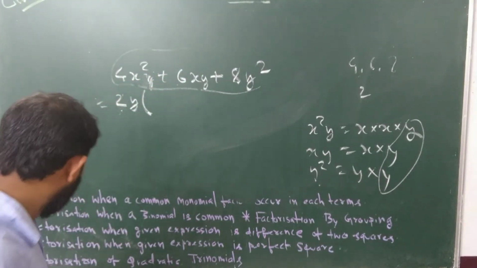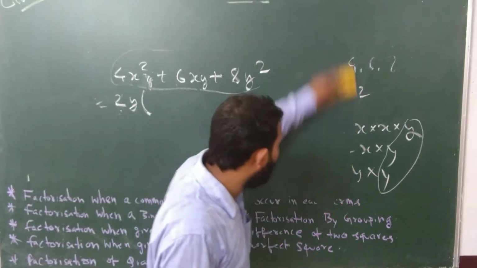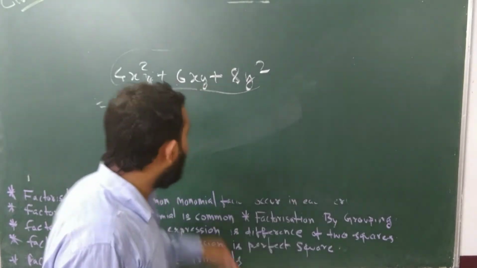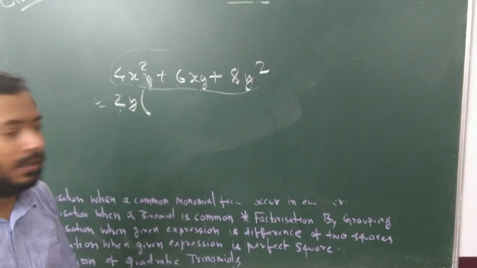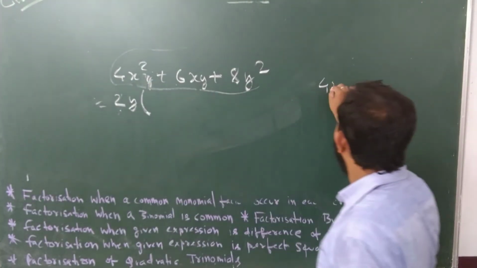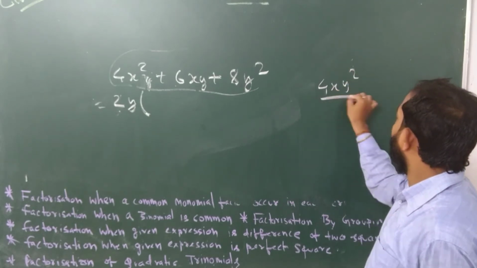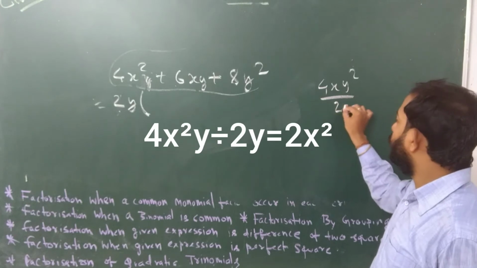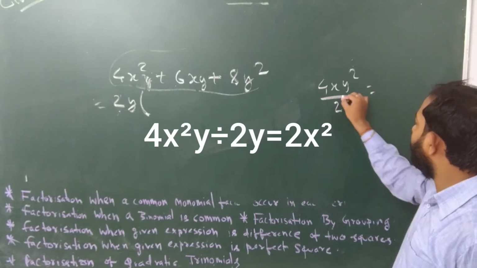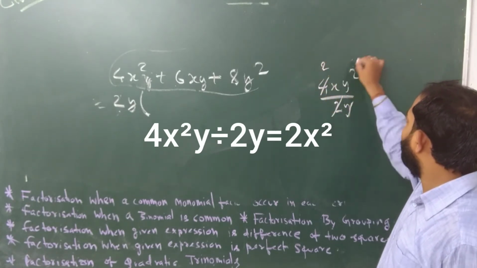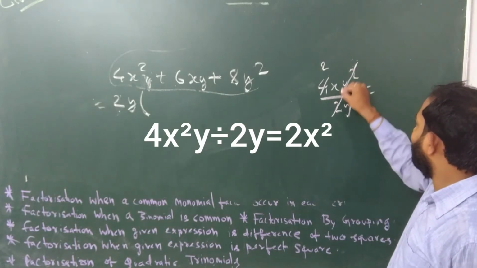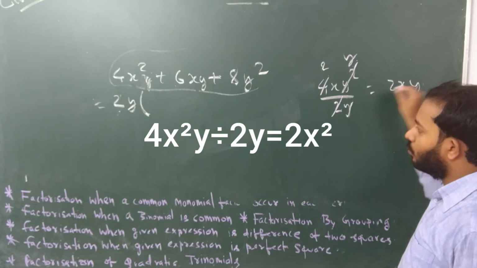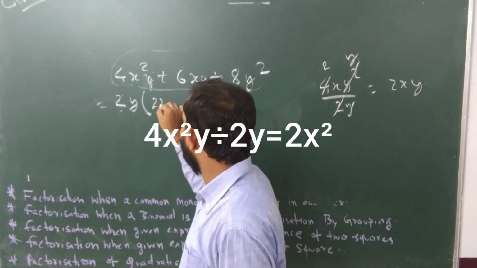Already we have done this type of thing in your previous chapter, that is operations on algebraic expressions. So in that, how to divide by a monomial. So if we take the term 4xy square divided by 2y, what will we get? 2 will cancel here, and the y will cancel. We cannot cancel like this, we have to write it like this. So we are getting here 2xy. So the first term will be 2xy.